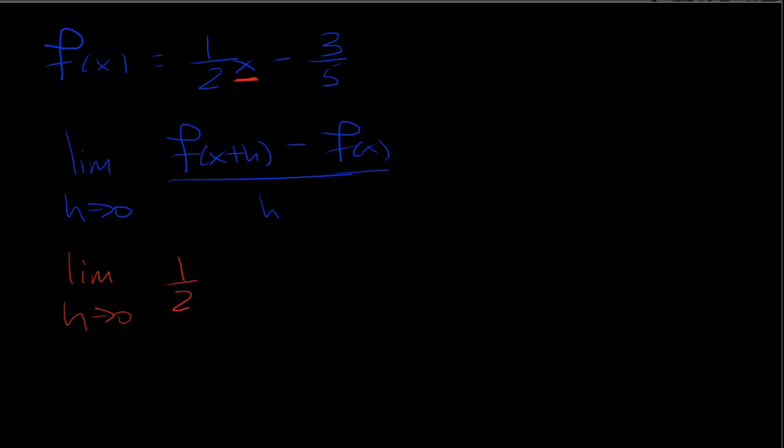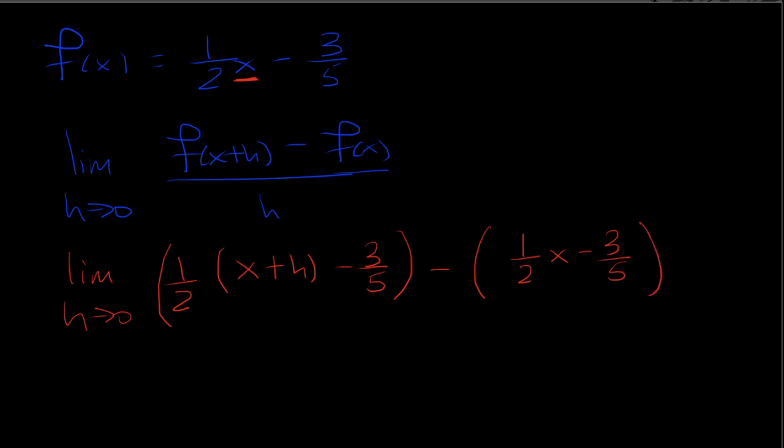So I'm going to denote that by putting a parentheses in front. So it's going to be x plus h and then minus 3/5. That's going to be my f of x plus h term, minus f of x would just be 1/2 x minus 3/5 all over h.